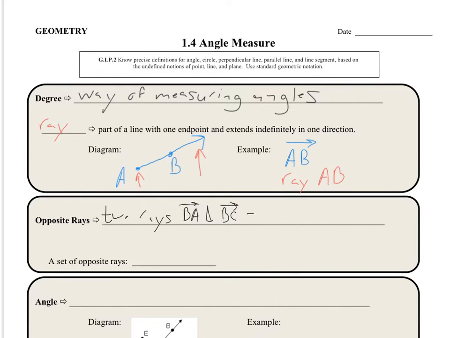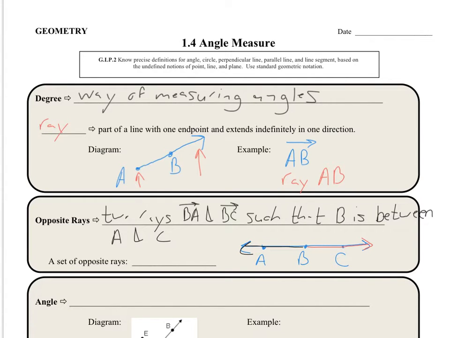The second definition we come across is opposite rays, which can be defined as two rays, BA and BC, such that B is between A and C. Again, that's two rays, BA and BC, such that B is between A and C. An example drawing of opposite rays, we can say we draw a line where we have points A, B, and C. So we have ray BC, and we also have ray BA. These are both opposite rays.